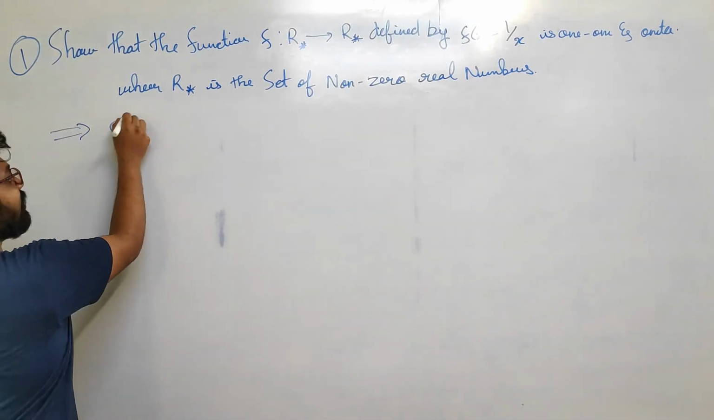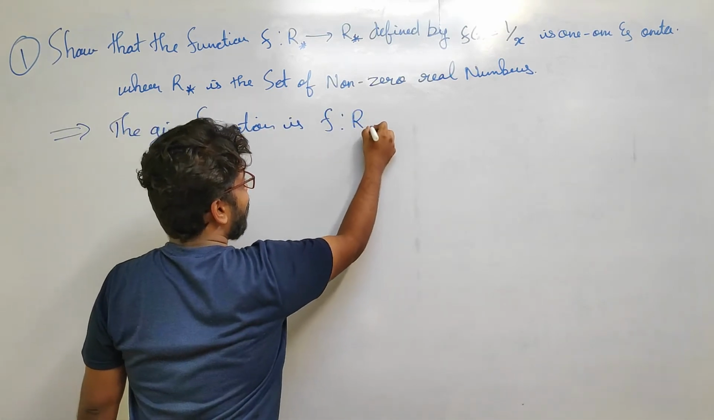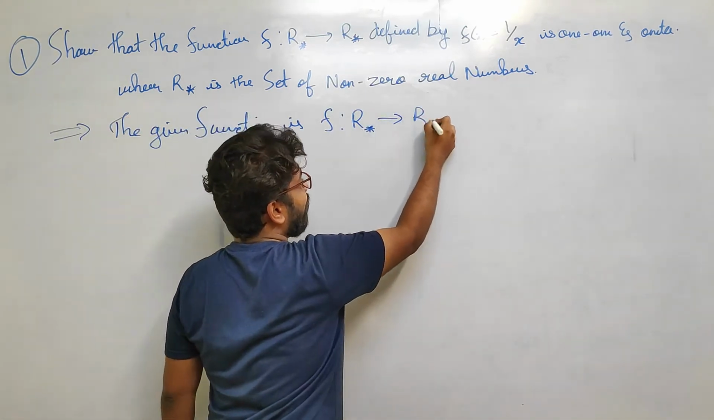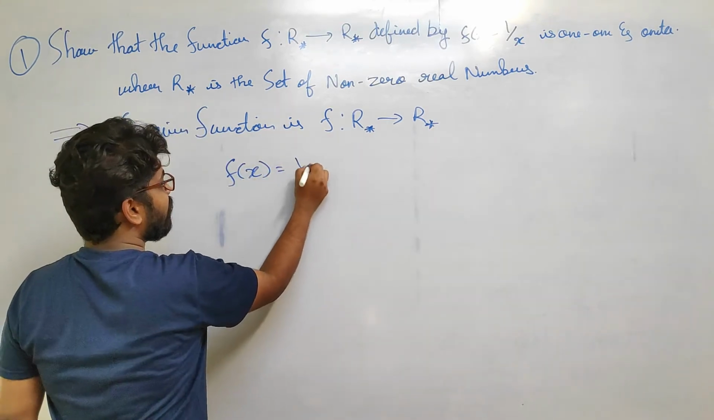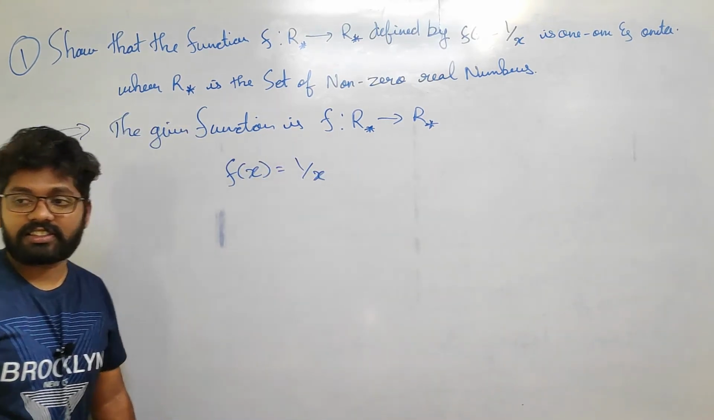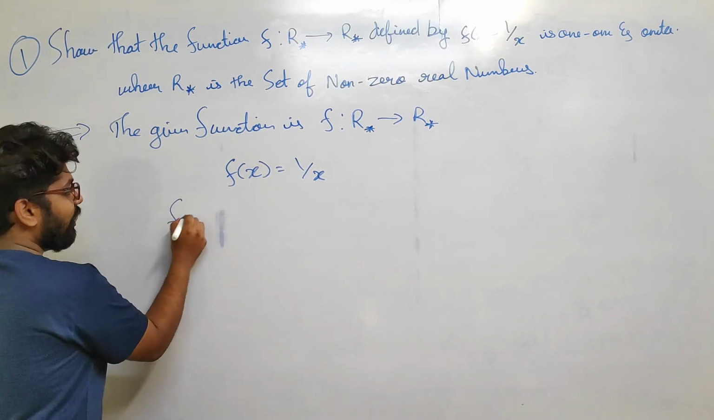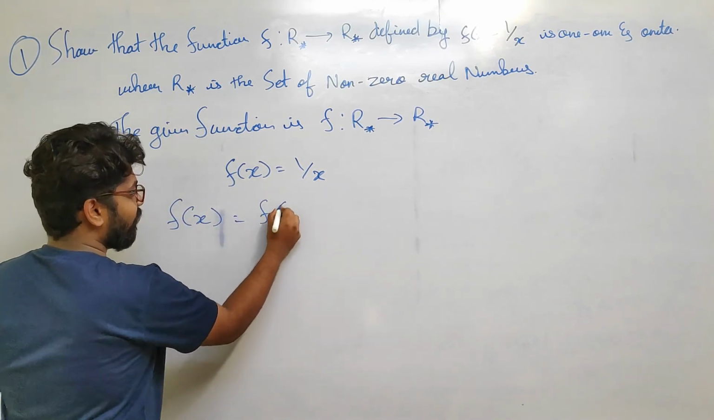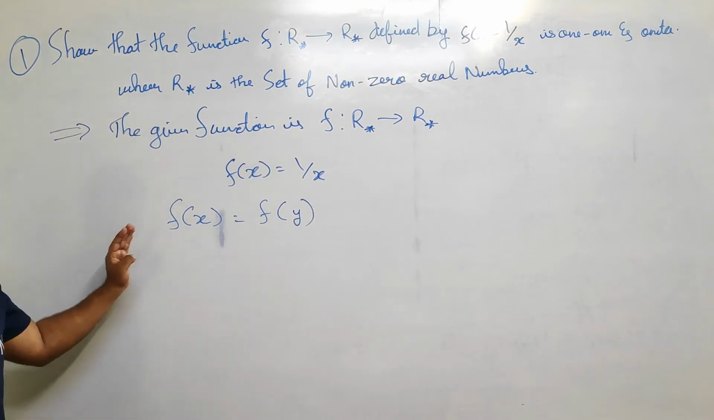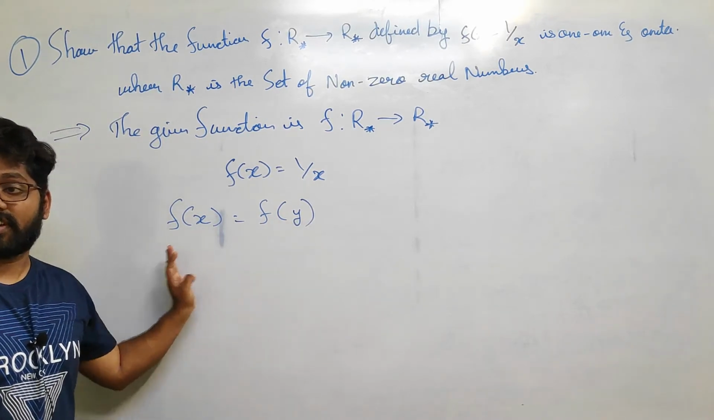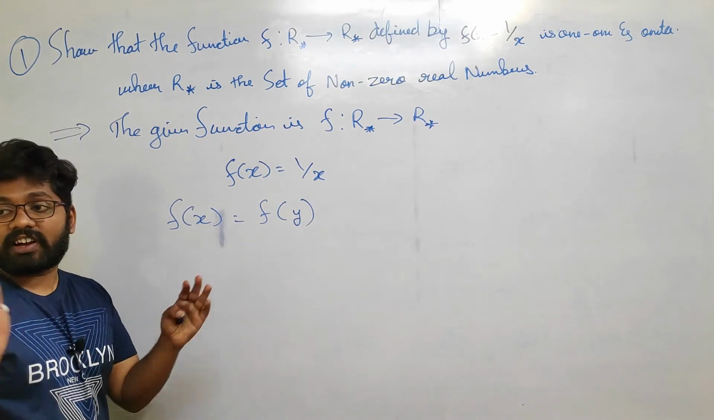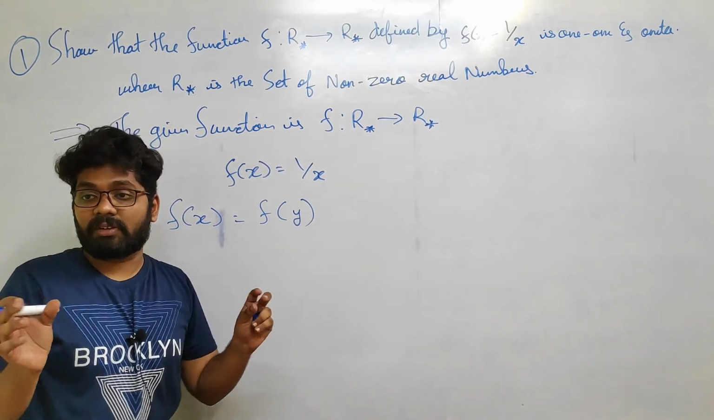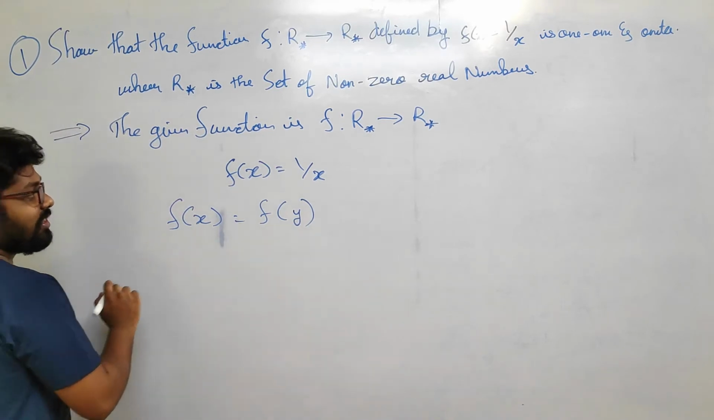The given function is f mapping r star to r star, real numbers set star, where function f of x is equals to 1 by x. We are going to consider f of x is equals to f of y. Now we are going to prove that, as explained earlier. आता मी काय मानून चला गेलोय की x आणि y दोन वेगळे वेगळे नंबर्स आहेत. These are two different numbers, but at the end we will show it as the same number.